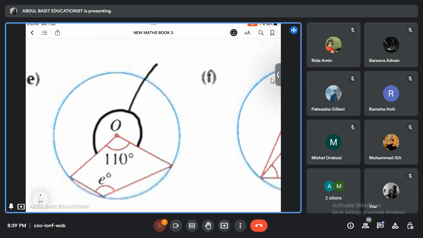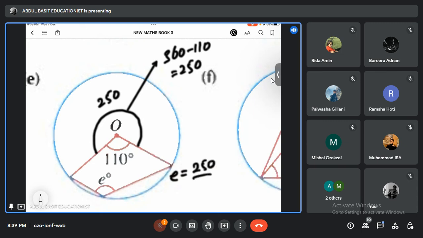And this angle is, we know this angle at a point is 360. So 360 minus 110 is equal to 250. That would be 250. So angle E would be 250 divided by 2, which is 125 degrees. Is it clear?